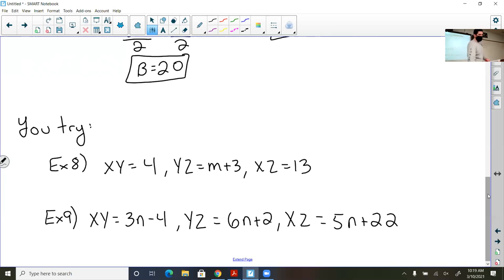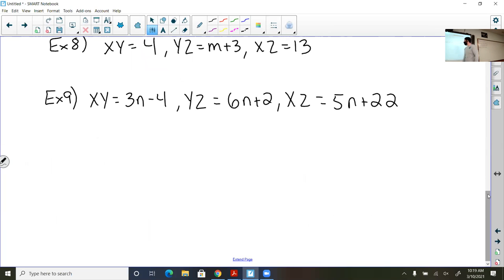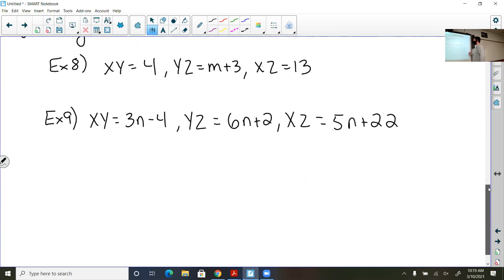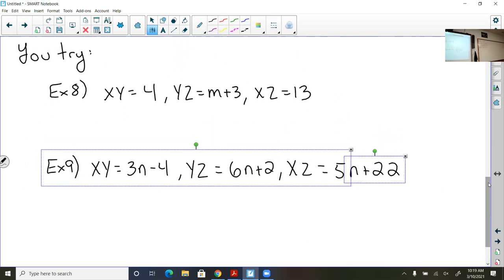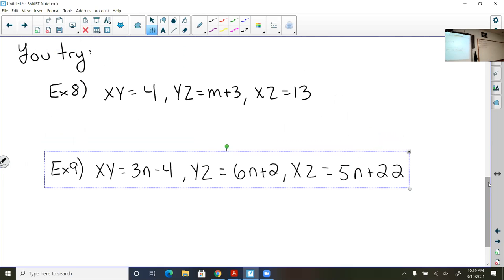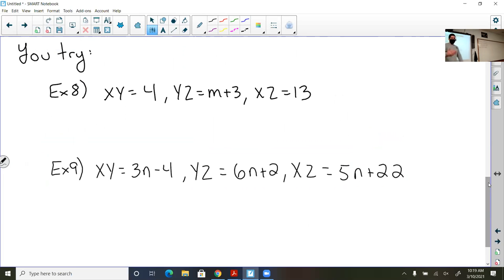So example 8 is going to be not too bad. Example 9 is going to be the more complicated of the two problems. So if you're looking for one more challenging, some of you have expressed that to me, definitely look forward to number 9. And if you just want to make sure that you're understanding this process, then number 8 is definitely the problem for you. But let's go ahead and try both of these problems, see how they go, and then I'll help out the people in person, and then we can go over the answers.